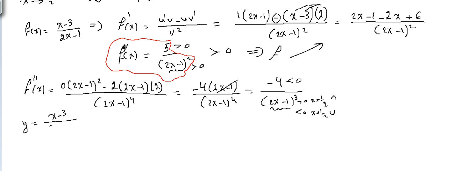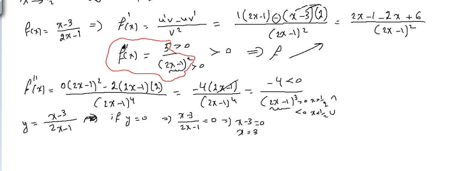Let's see if we can find particular points. The function is y equals x minus 3 over 2x minus 1. If y equals 0, this means x minus 3 over 2x minus 1 equals 0, and in this case only the numerator needs to be 0. This means x equals 3. So we have the particular point 3, 0. And if x equals 0, that gives y equals 0 minus 3 over 0 minus 1, so it's equal to 3. So we have another particular point, which is 0, 3.